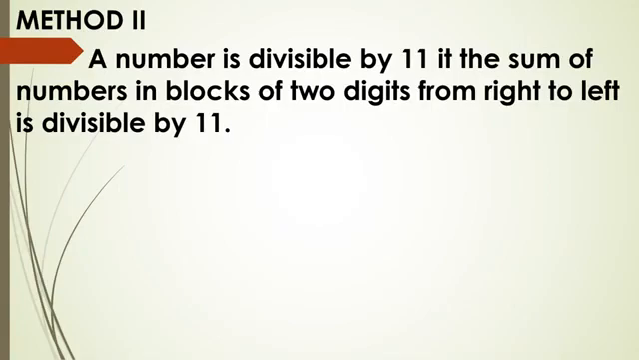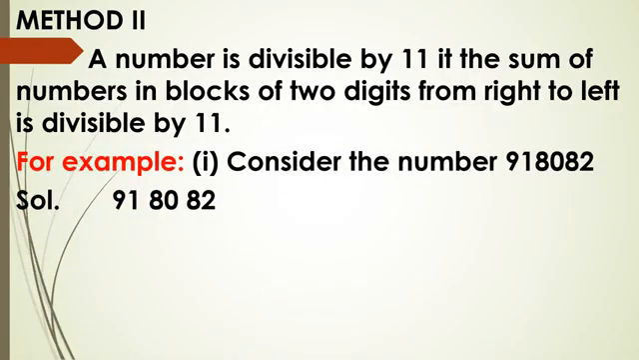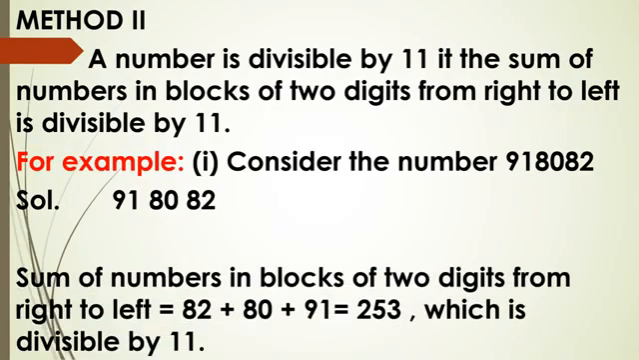Consider the number. It is 9,18,082. I have made the pair of 2 digits, because we have to make the blocks of 2 digits now. Starting from the right, ones and tens, this is the one pair. Then hundreds and thousands, that is one pair. Then ten thousands and lakh, that is the next pair.